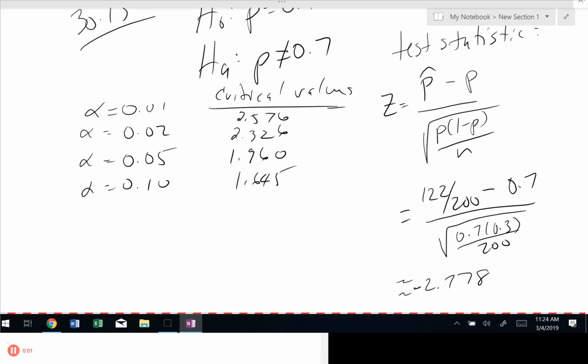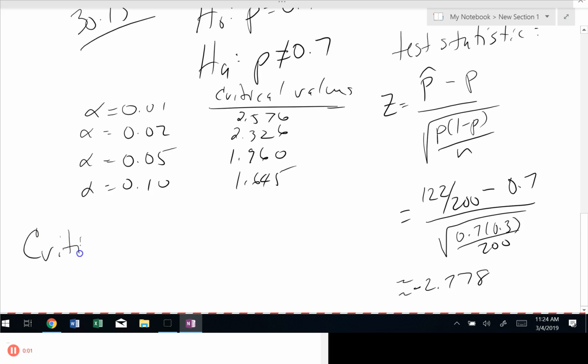Okay. So at all of these significance levels, what would your conclusion be? No matter what, what would your conclusion be? Do not reject? Well, if we're doing a two-tail test, it's in the rejection region, isn't it?